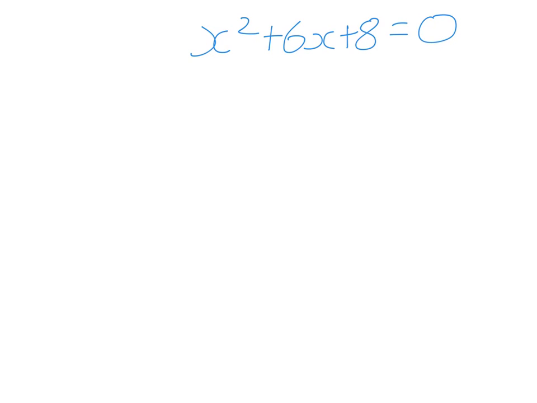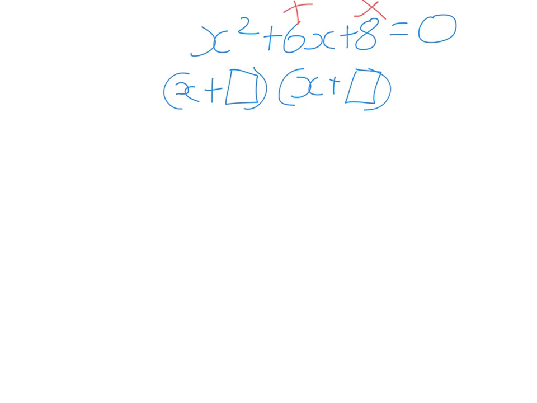So let's go ahead and do this. I know you know how to factorize this. This is a monic quadratic. So what we do is we write our two brackets. We have x and x in them, and we find two numbers to go in these boxes, two numbers that multiply to give 8 and add to give 6.